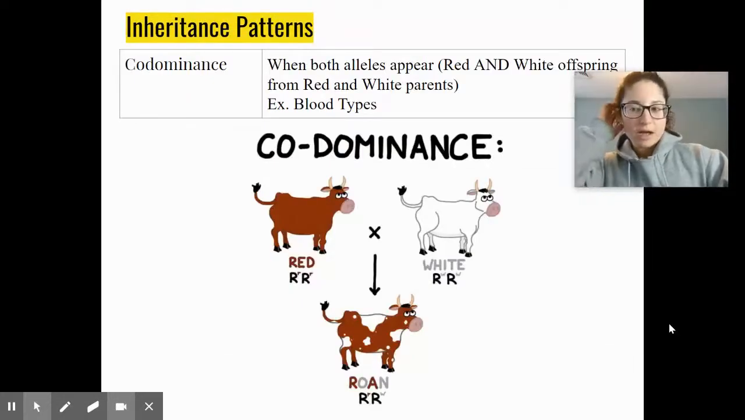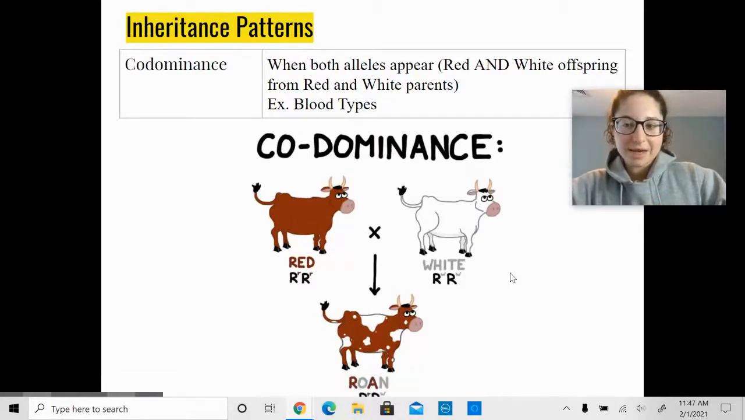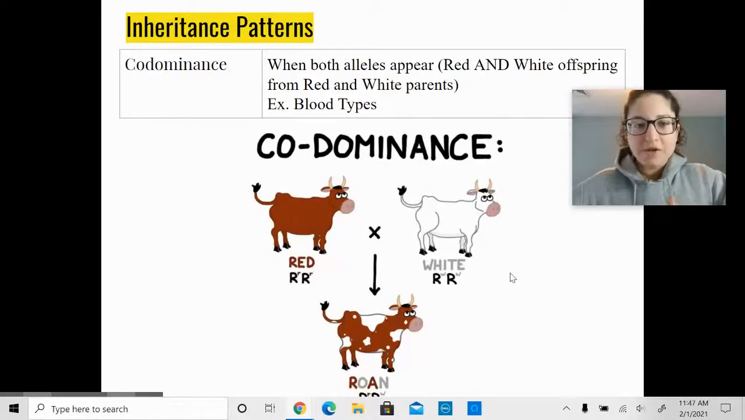All right, so let's talk about another inheritance pattern called codominance. Instead of the traits blending together, in this case both traits are going to show through for codominance. If we think about our flower example, instead of a red flower and a white flower producing a pink flower, a red flower and a white flower is going to produce a red and white flower. We see this a lot in cow colors. The color of the fur of cows follows a codominant inheritance pattern.